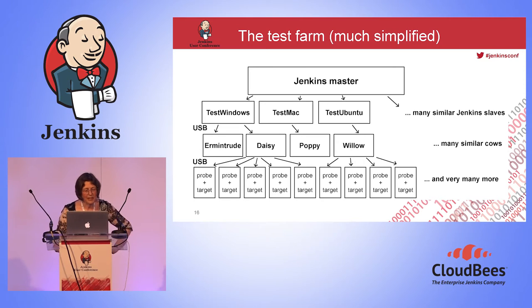These are the cows, and the cows are named for famous cows in fiction. So we have Ermintrude, Daisy, etc. They are connected via USB to the Jenkins slaves. And each cow, and I haven't drawn in all the arrows because it would make the diagram too spaghetti-like, which is actually what our machine room is like, but I've simplified it from the diagram. Each cow, as I showed you in the photograph, has the potential to connect six or seven USB connections. So here Daisy has several connected, and Willow has several connected. Poppy, in fact, would have several connected as well, but I couldn't fit all the arrows in. And there are many more of these.